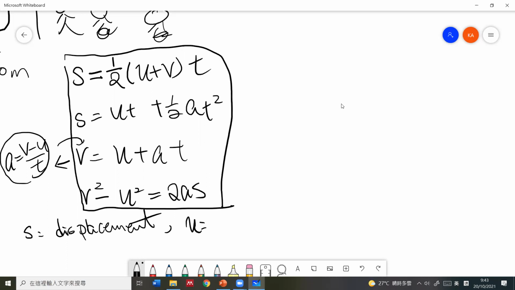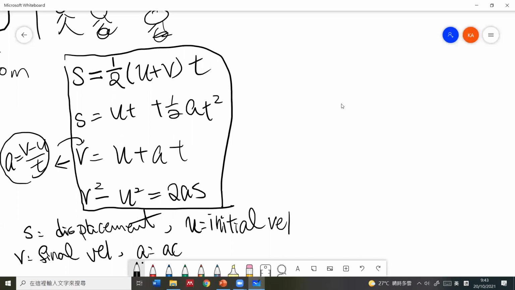What's u? u is the initial velocity. v is the final velocity. a is the acceleration, t is the time. That's all you need to know: the physical meanings of the symbols and how to use the equations. It's very easy to use the equations.